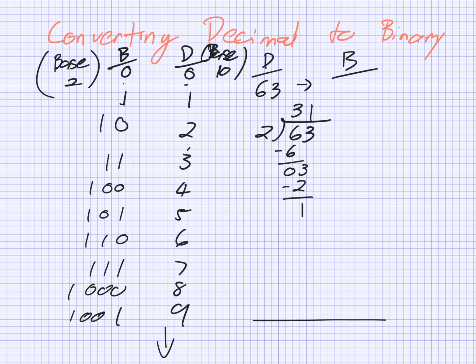I'm going to write my binary answer down here. That remainder is the first digit in my binary answer, starting from the right going to the left. I then take the quotient, that becomes my new answer. Oh, I can't remember that term, I'll figure it out. We take that new answer, we divide it by 2, and we repeat the same process. And every time the remainder is one of the binary digits.